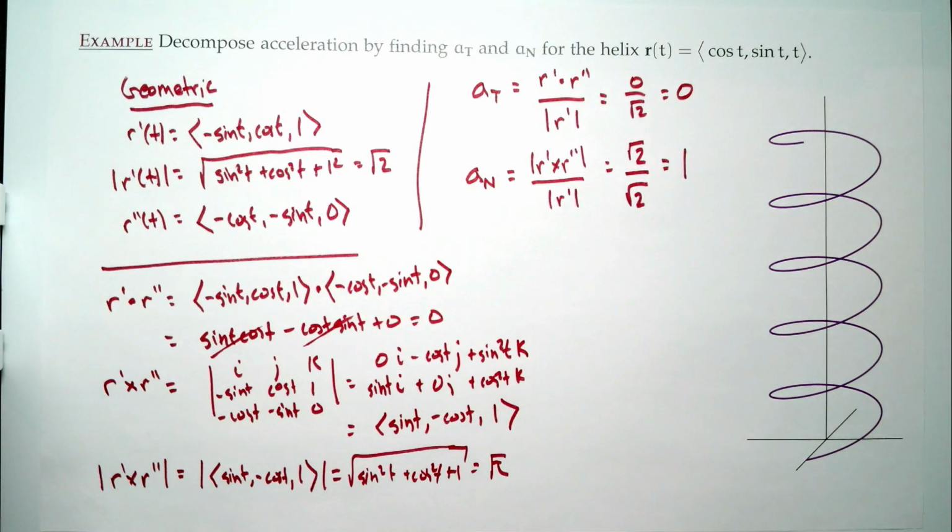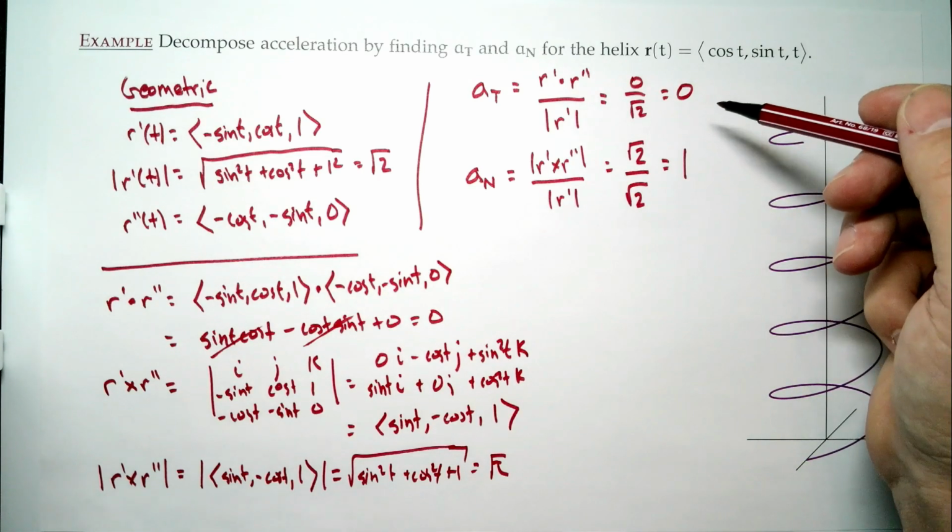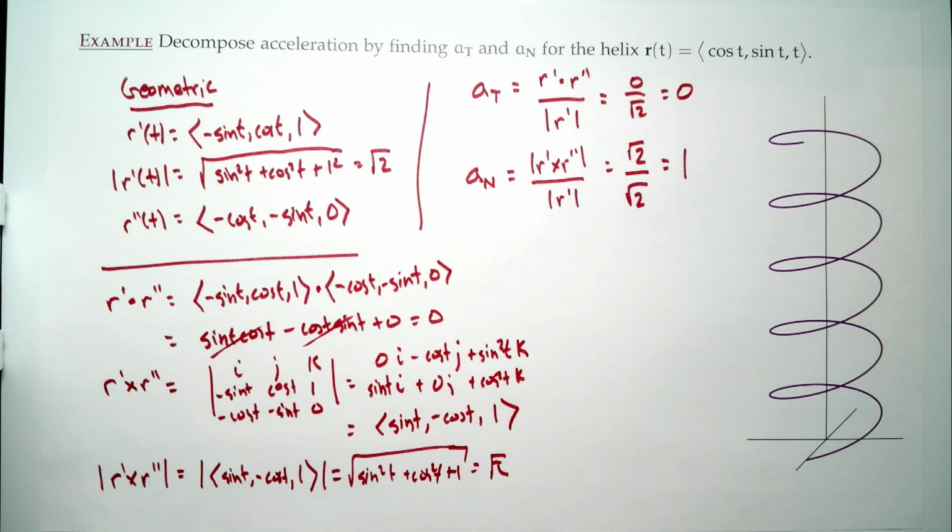And so in particular what this is saying is that the acceleration is always perpendicular to motion, because that's what this 0 means. Look, none of the acceleration happens along the motion. All right, good, done. Now, you want to do it both ways to compare.